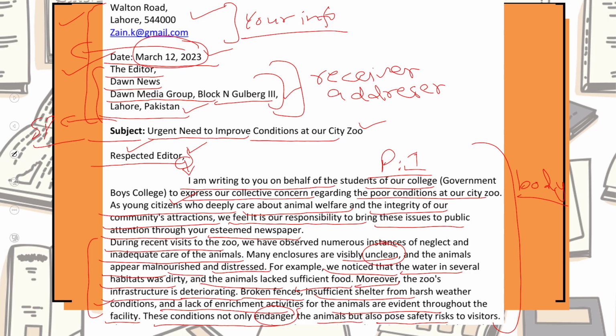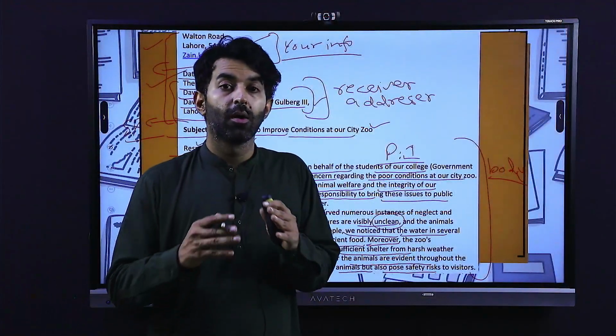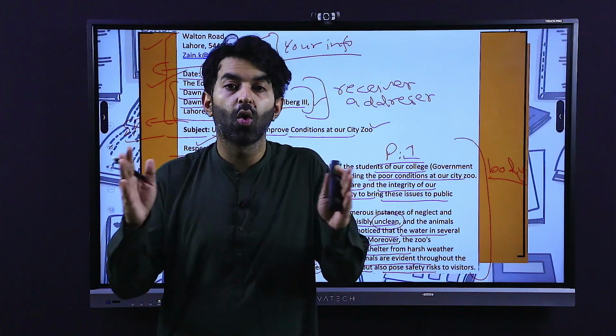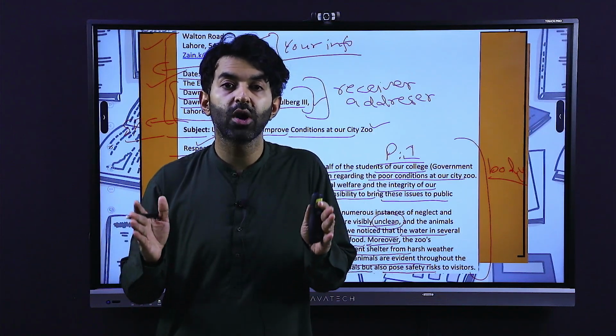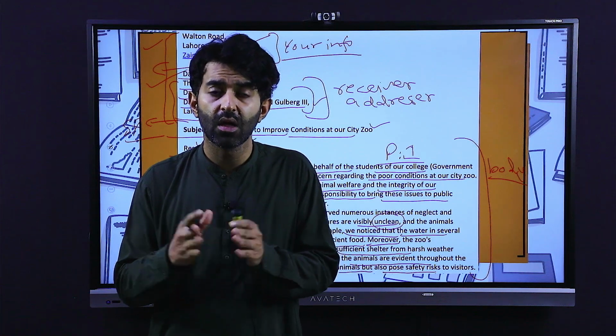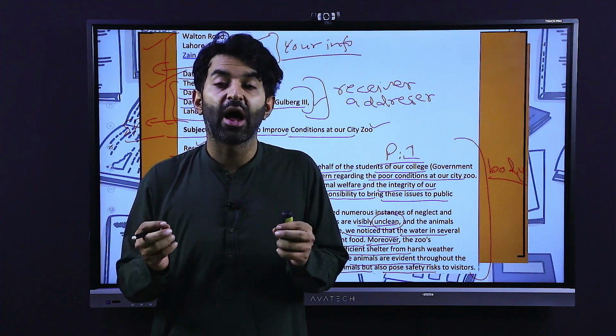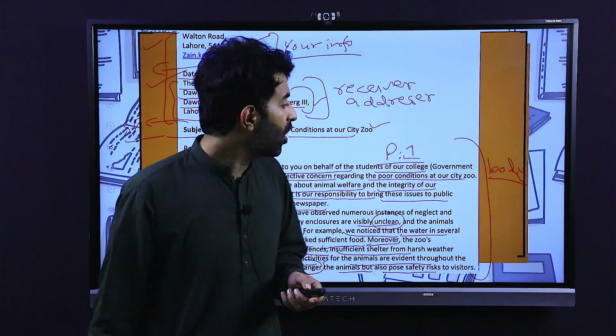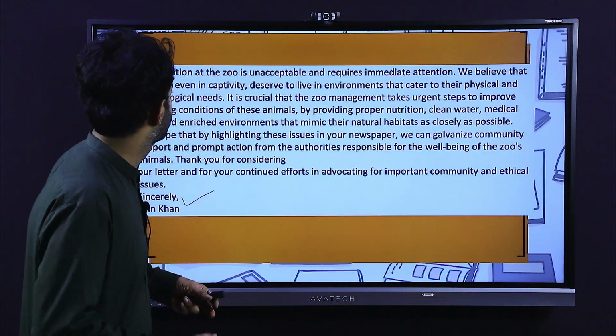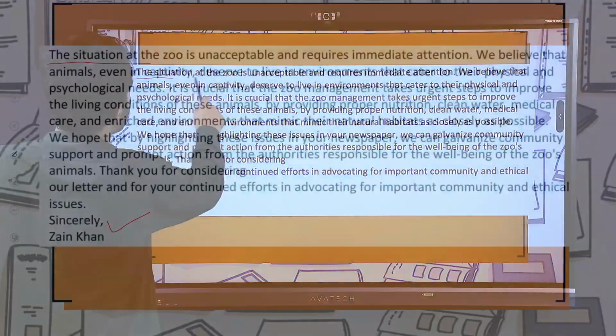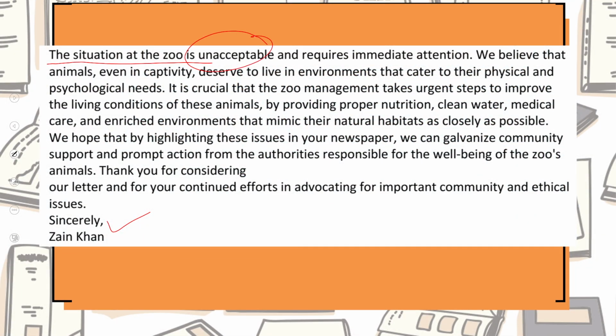So in this paragraph, you described the whole unclean, unhealthy, poor condition of the zoo. You have identified the problem and now you are going to give some solution. The situation at the zoo is unacceptable and requires immediate attention. We believe that animals, even in captivity, deserve to live in environments that cater to their physical and psychological needs.